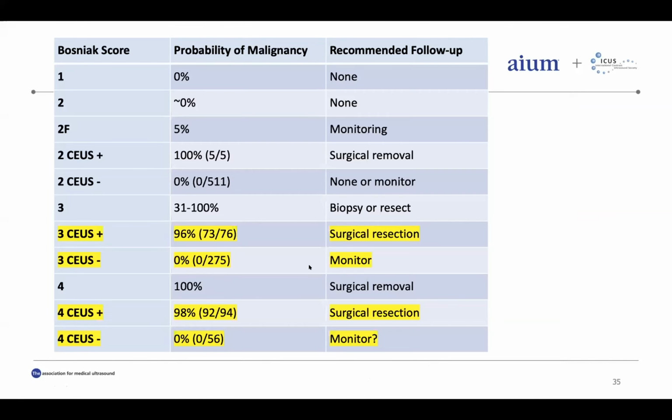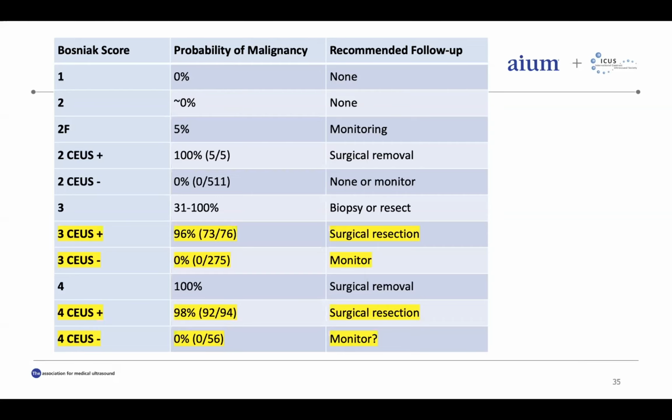So when we go back to the Bosniak classification, we looked at our cases in terms of the exam that got them to us for the study. What was the Bosniak score? And again, this was based on the old Bosniak, not the new Bosniak. But let's look at the Bosniak 3s. Again, most places would either biopsy or surgically intervene on these.